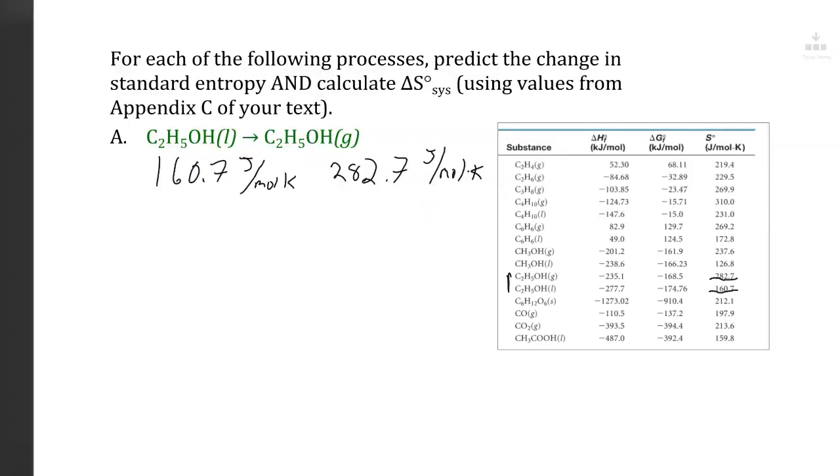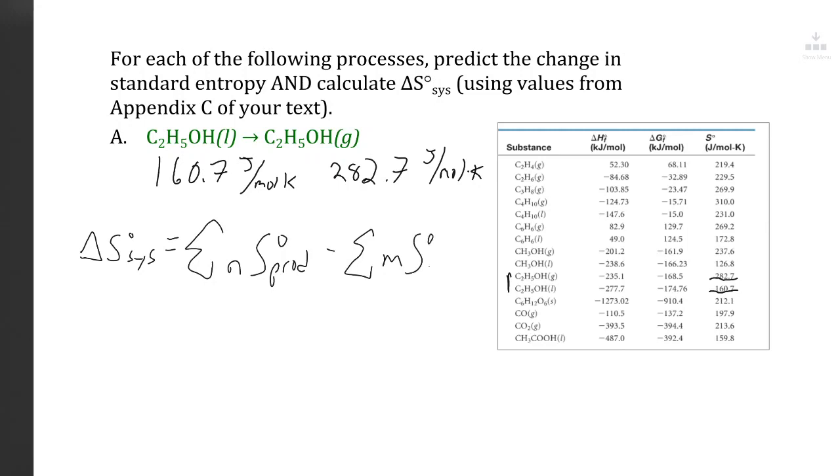Okay, so now let's set up our equation. Remember, we're using this equation. Delta S naught, since we're talking about standard entropy of the system, is equal to sigma n times S naught for the products, minus sigma, and we'll say m here since it has to do with the other side, times S naught of the reactants. I'll just write react for now. So that's our equation.